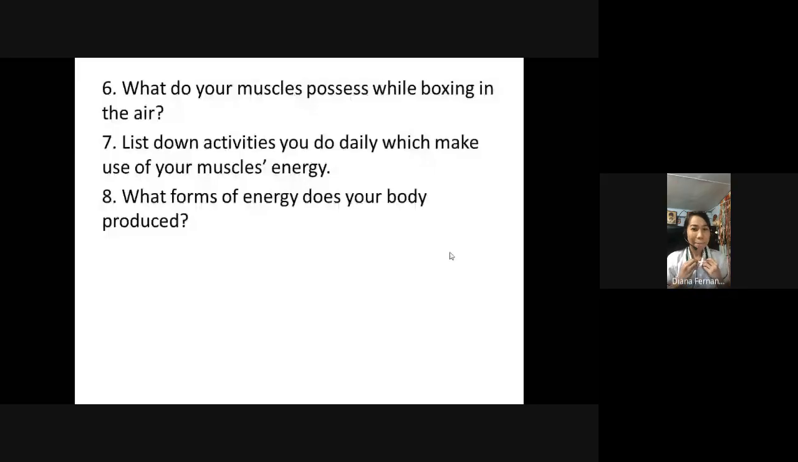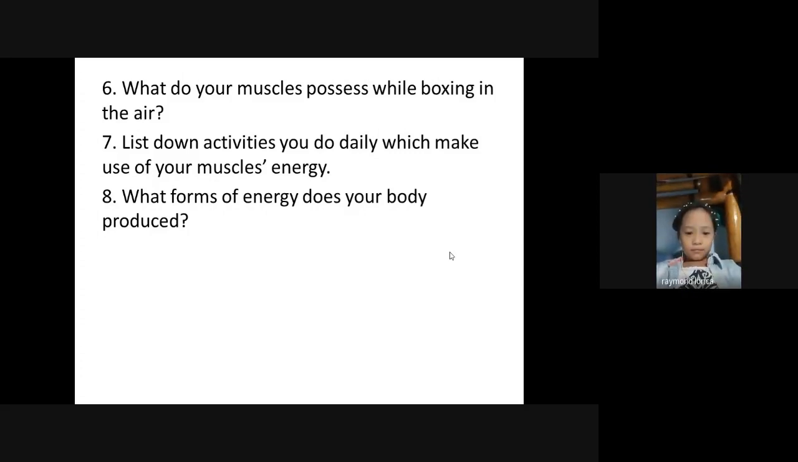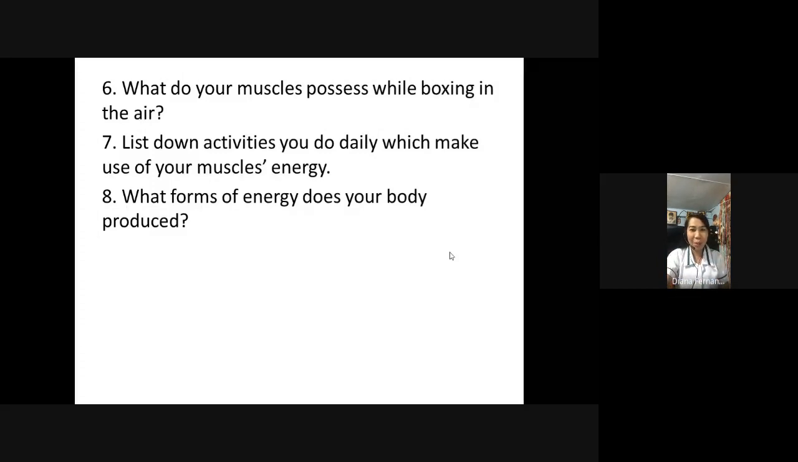So, to answer what is to find out: what forms of energy does your body produce? Ano-ano yun mga yon? Sound, heat, and mechanical energy. Thank you so much! Thank you for participating in our activity. Alright, later on, please send me in our GC the list of the members of your group, okay?